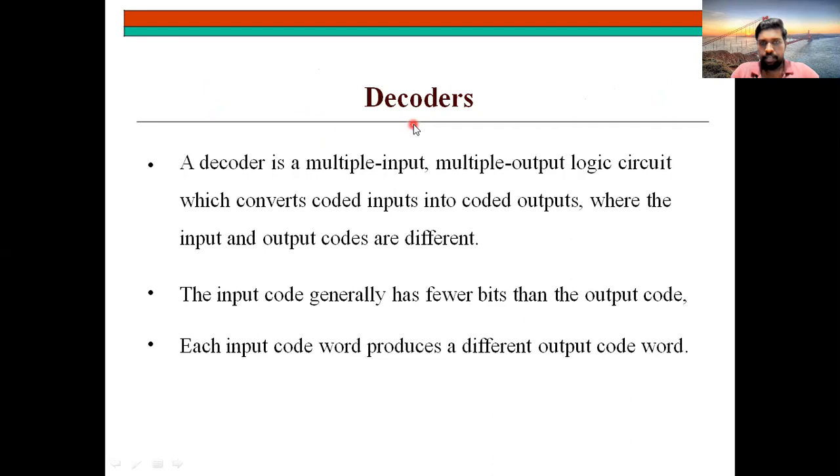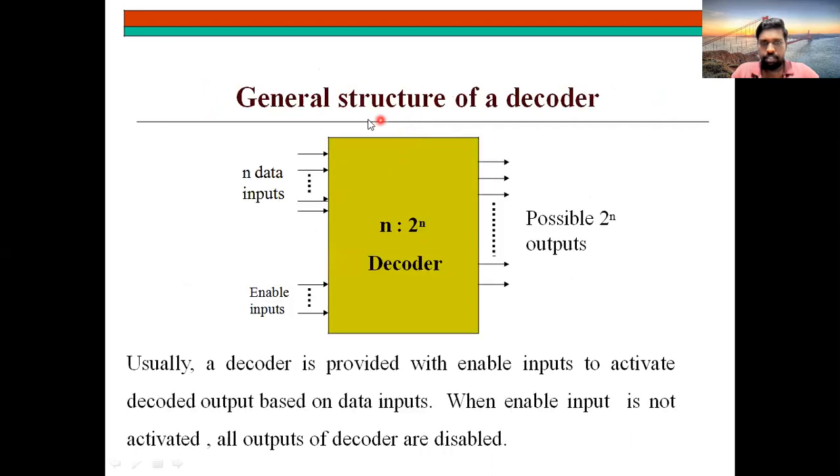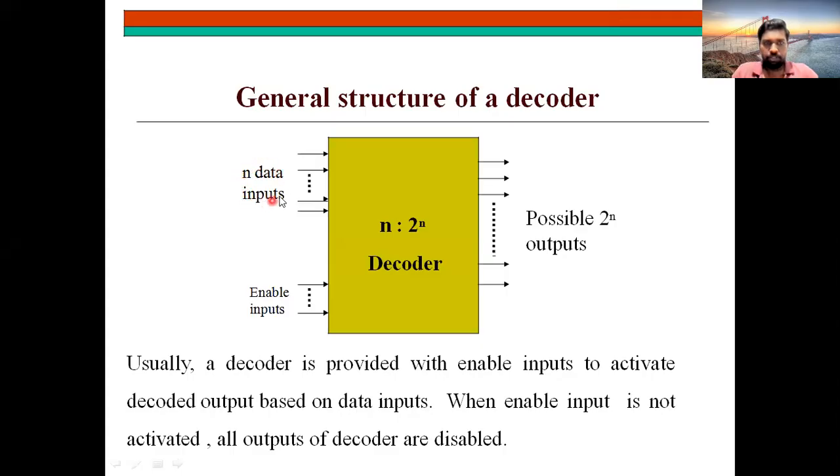Now let us see the block diagram. This is the general structure. At the input side you have n data inputs, and these n data bits are transmitted to this particular circuit, which generates the 2 power n possible outputs. So these n data inputs are being converted into the possible 2 power n outputs.